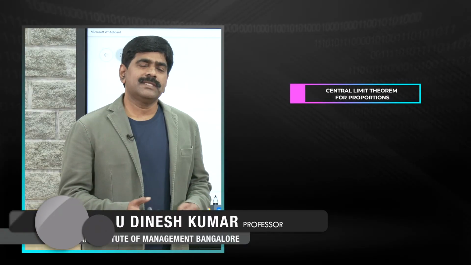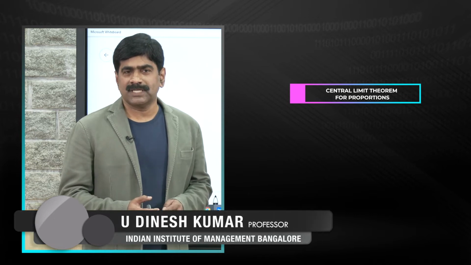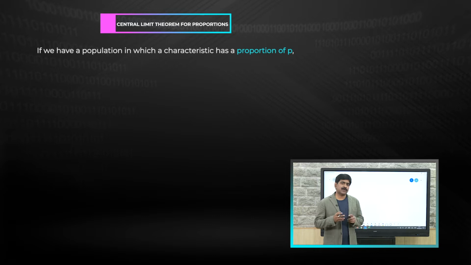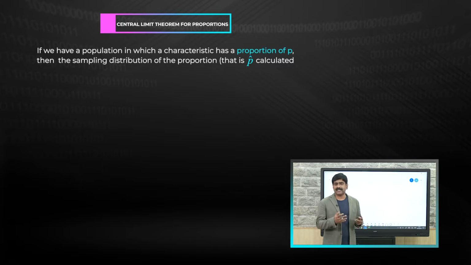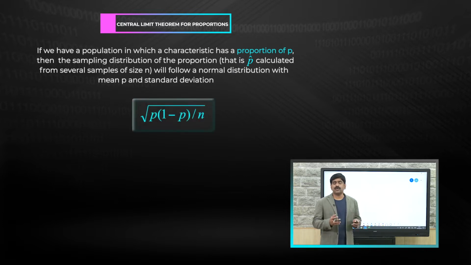Hi, in this session, I'm going to talk about the central limit theorem for proportions. The central limit theorem for proportions can be stated as follows. If we have a population in which a characteristic has a proportion p, then the sampling distribution of the proportion estimated from several samples of size n, let us say the estimated value is p hat, will follow a normal distribution with mean p and standard deviation square root of p times 1 minus p over n.